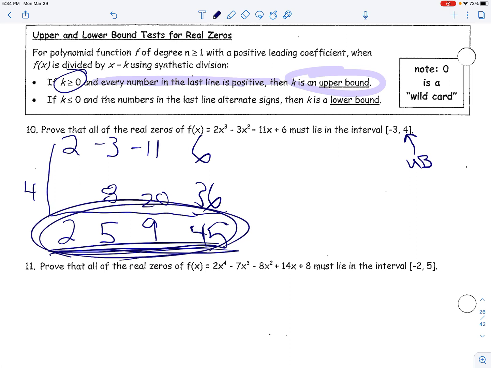and getting all of the numbers in the last line to be positive. That just means there's going to be no roots to the right of 4. 5 is not going to be a root. 6 is not going to be a root. Any number to the right of 4 is not going to be a root. So that's why they call 4 here an upper bound. That's all it means. All right. No root is going to happen here to a number to the right of 4.